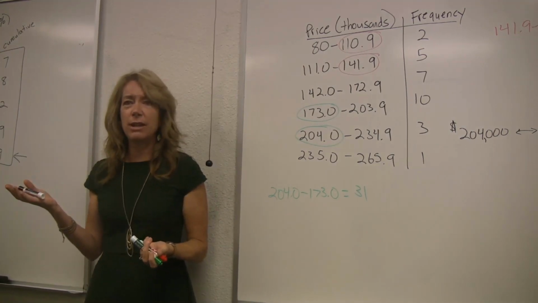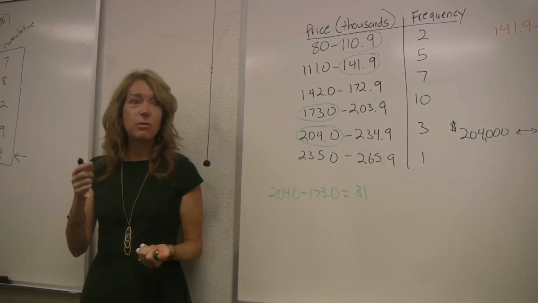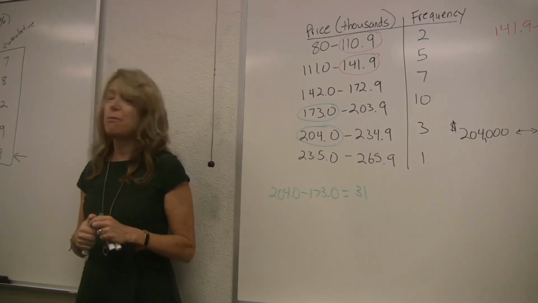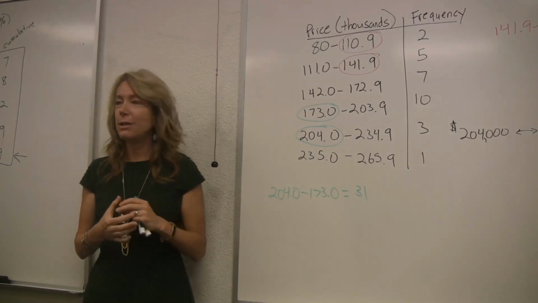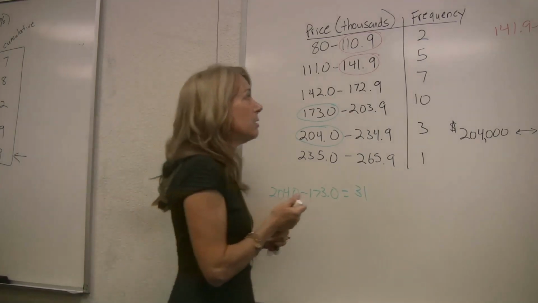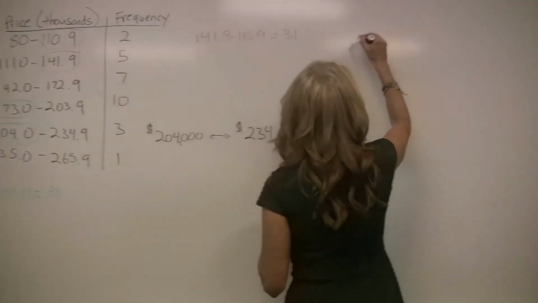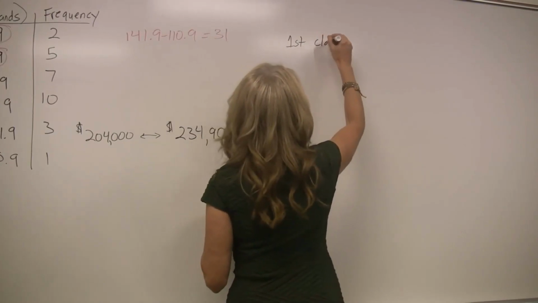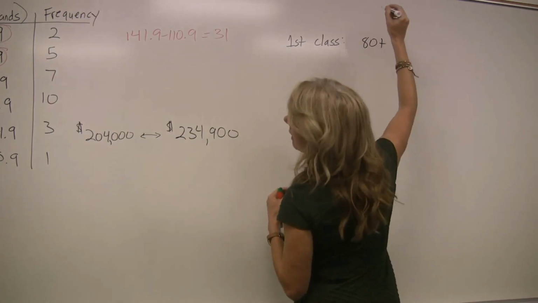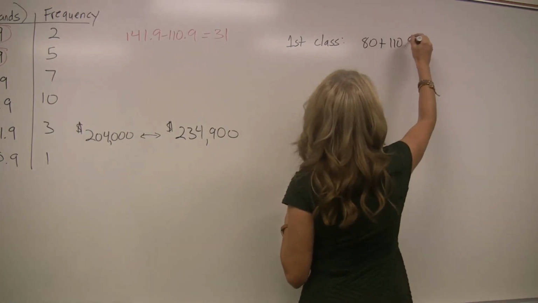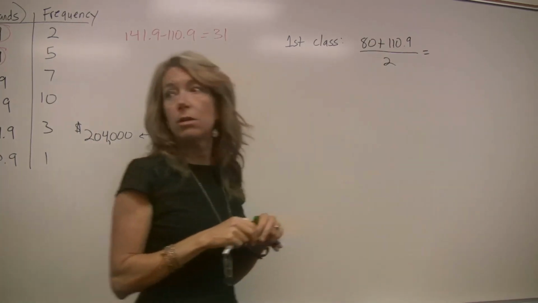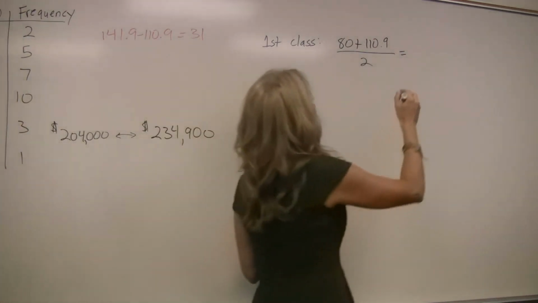What is that essentially doing? Finding the average, which we're going to stop using that word a little bit later in the semester, maybe next time. But right now we'll call it the average, that's what you've called it before. Add them up and divide by 2 to see what's halfway between. So just for the first class, I'm going to take the 80 plus 110.9. Add those up, then divide by 2. 95.45. We agree?